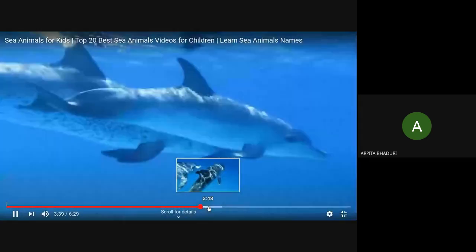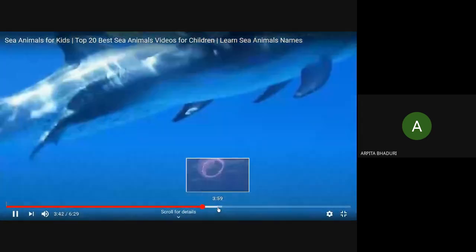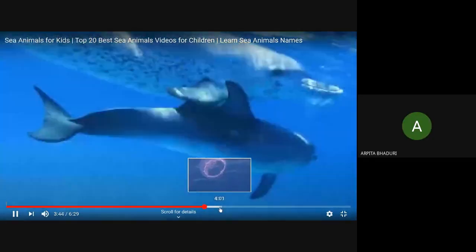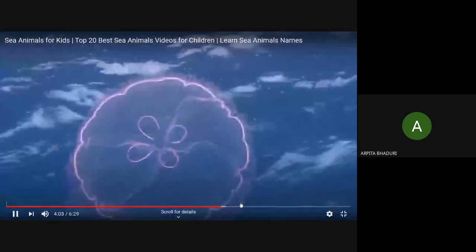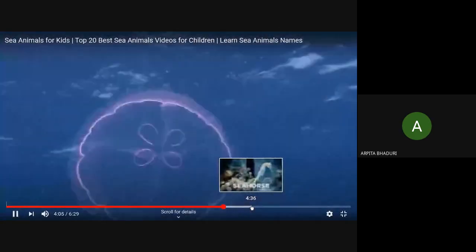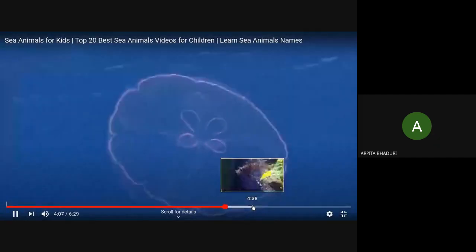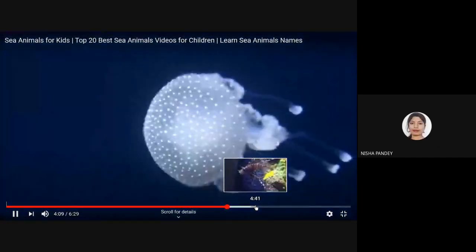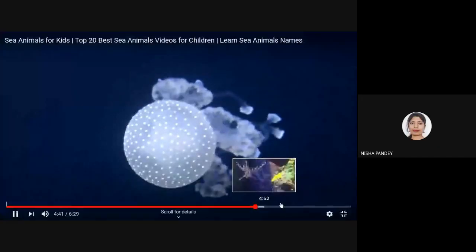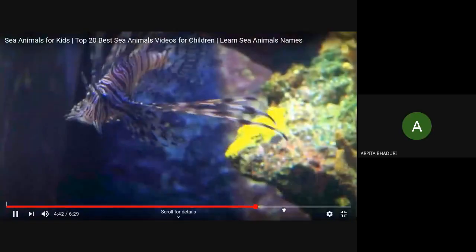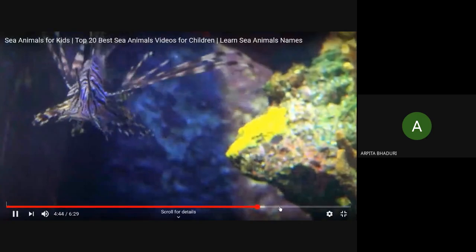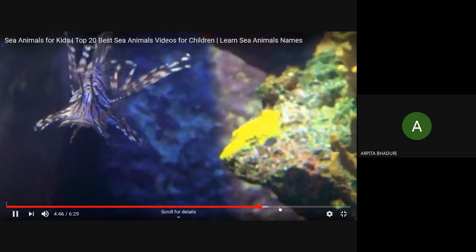And see how strange noises these animals make. These are dolphins. Yes, ma'am. And this is the beautiful jellyfish. See, it has a transparent body. Aren't they beautiful? Shining also. Yes, that is because they have phosphorus in their body. They can glow in the dark.